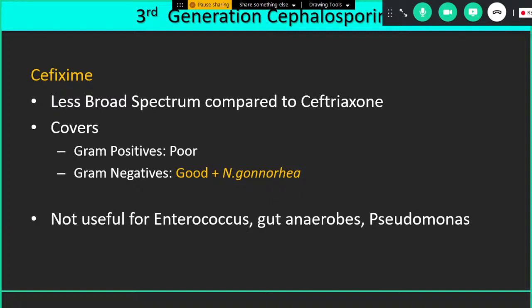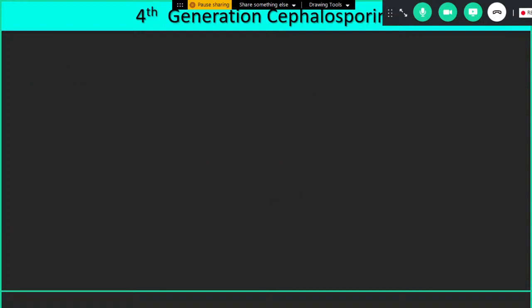In case of gonorrhea, we have to understand that there are better drugs also to treat gonorrhea. Penicillins are also there, so it can be treated with the third generation as well as other antimicrobials. Similarly, for typhoid, third generation cephalosporins are the drug of choice. Given by the intravenous route, they are very effective in controlling and curing typhoid fever.